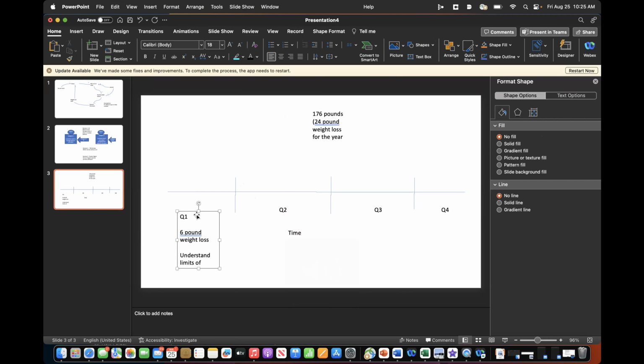Yes, we would have discovered it in our causal loop, but what I'm going to do is add what results I'm going to have per quarter as another key result. So maybe in the first quarter, I'm going to understand just the limits of different meals and options.